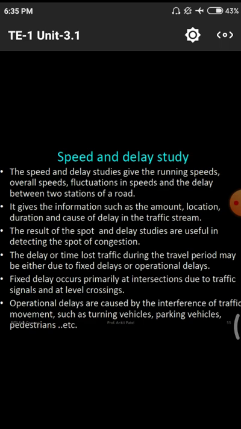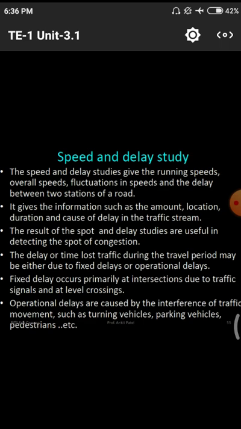Some of the persons simply stop their vehicles to eat breakfast and evening snacks. Some stop for drinking and smoking. They simply fluctuate their traveling period with such intervals, so all of those come under the functions of different speeds and delays between stations of the road. All of those come under speed and delay studies.